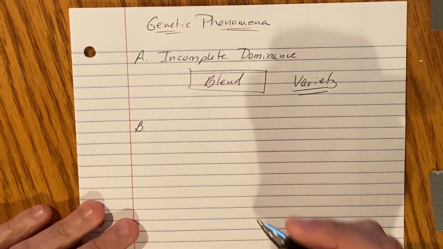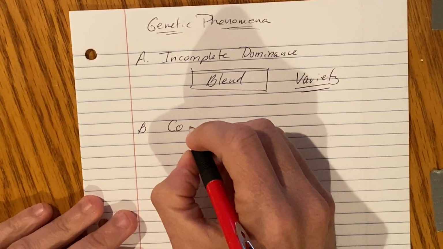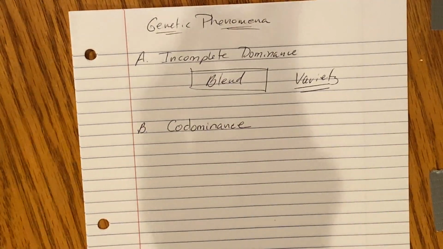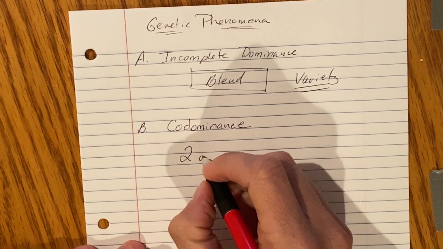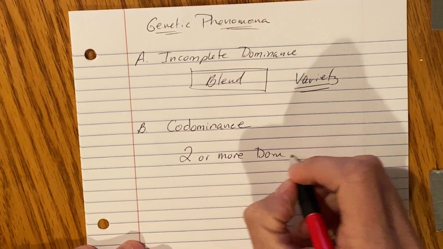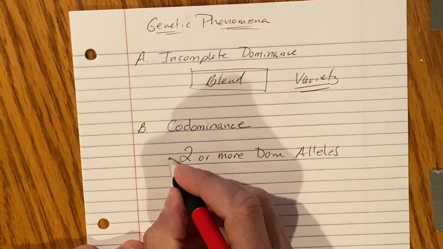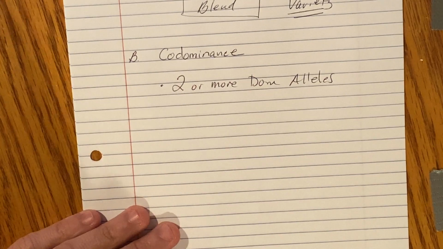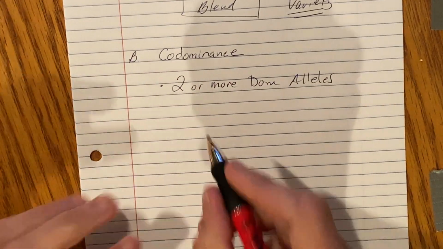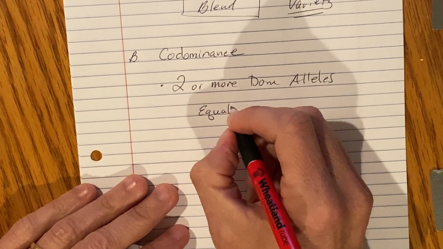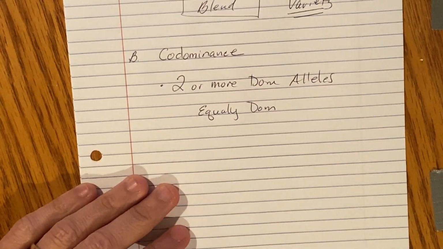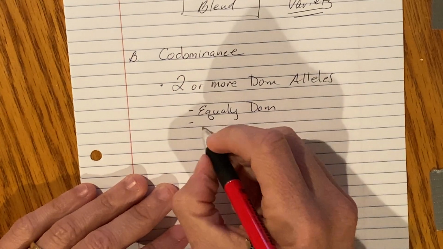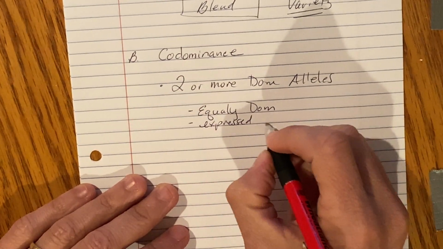Now, the next one we were working on was codominance. And codominance, we said, here was the key, is that now you have two or more dominant alleles. Just reviewing stuff that's already in your notes here, okay? Two or more dominant alleles. I'm going to slide this up on the screen a little bit. There we go. And we said that those dominant alleles are equally dominant, right? Dom is for dominant. They were equally dominant. So if two dominant alleles appear together, we said that they would be expressed equally.